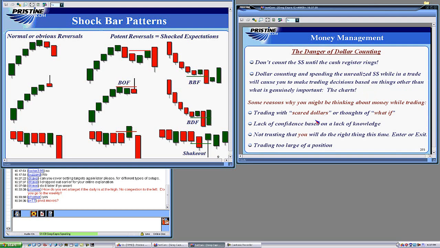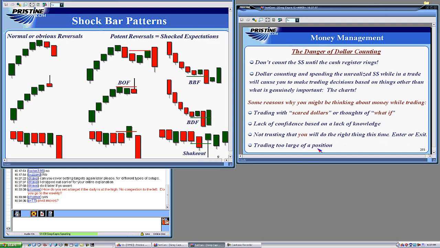The question is, why are you doing it? Scared money, and scared thoughts. What if this happens? What if my stop gets hit? What if it doesn't hit my target? Don't bother asking that question. You don't know the answer. It's a lack of confidence based on a lack of knowledge. You're not going to trust that you're going to do the right thing this time, entering or exiting.